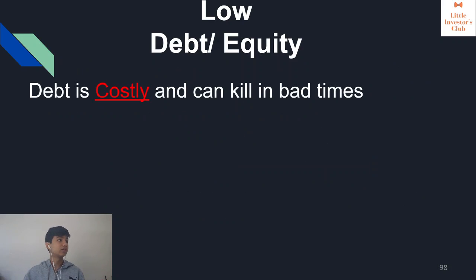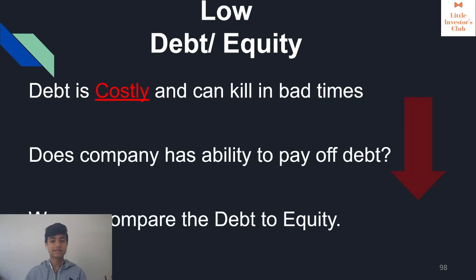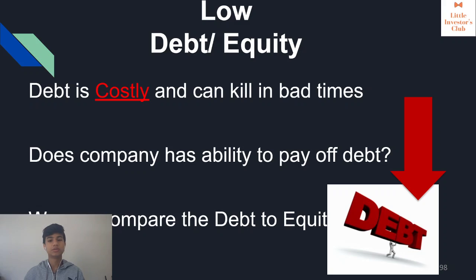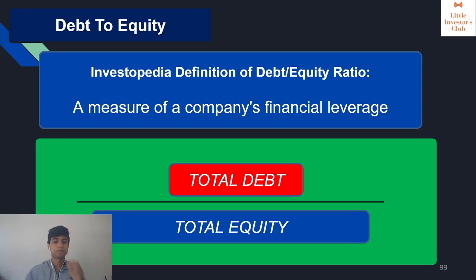So we want our debt to equity to be low, and we want it to be below 0.5. Debt is very bad, and it can be very disastrous to a business, especially in bad times such as COVID. And the debt to equity ratio basically shows whether the company has enough money to pay off its debt. How to calculate debt to equity is quite simple. It's just the total debt of a company divided by the total equity of a company.